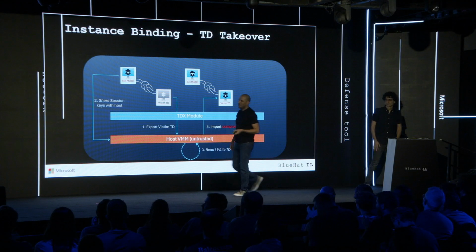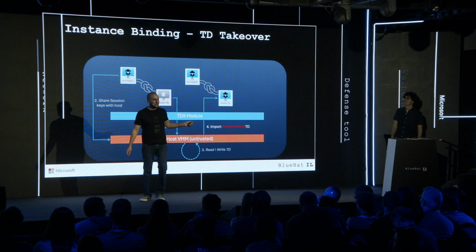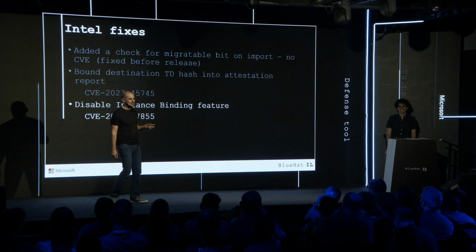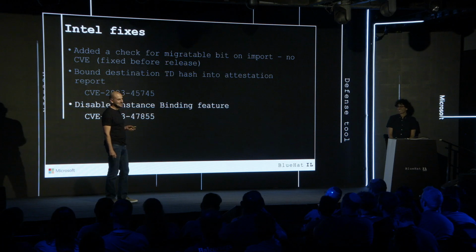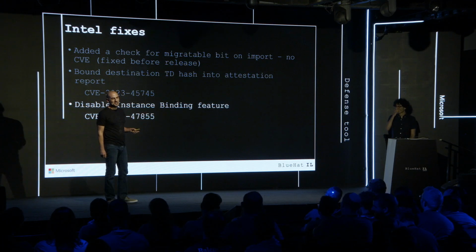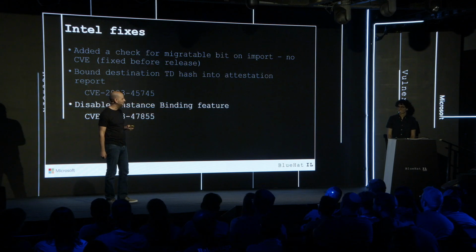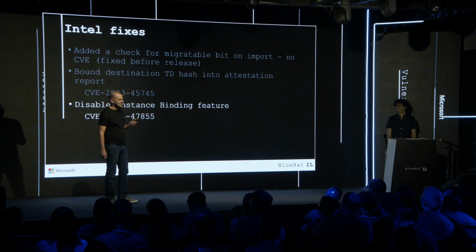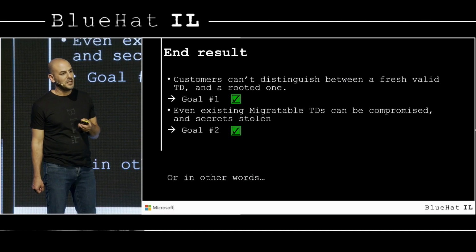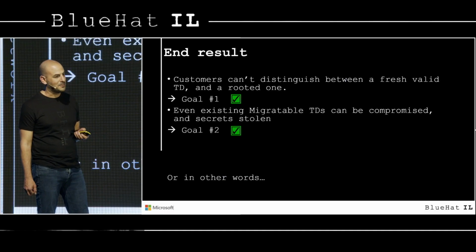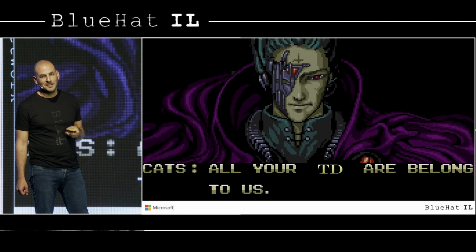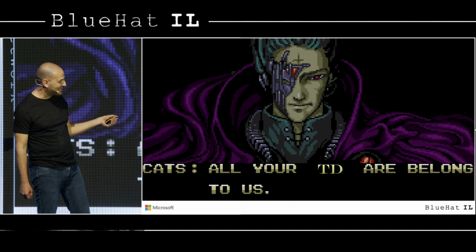Thank you, Ben. OK, so how did Intel fix this? They disabled the feature. Turns out we don't really need instance binding right now for migration, so they just removed it till future usages. So we met our first goal, and now we've also shown that for migratable TDs, we can steal your secrets. We met both our goals, or in other words, all your TD belong to us.